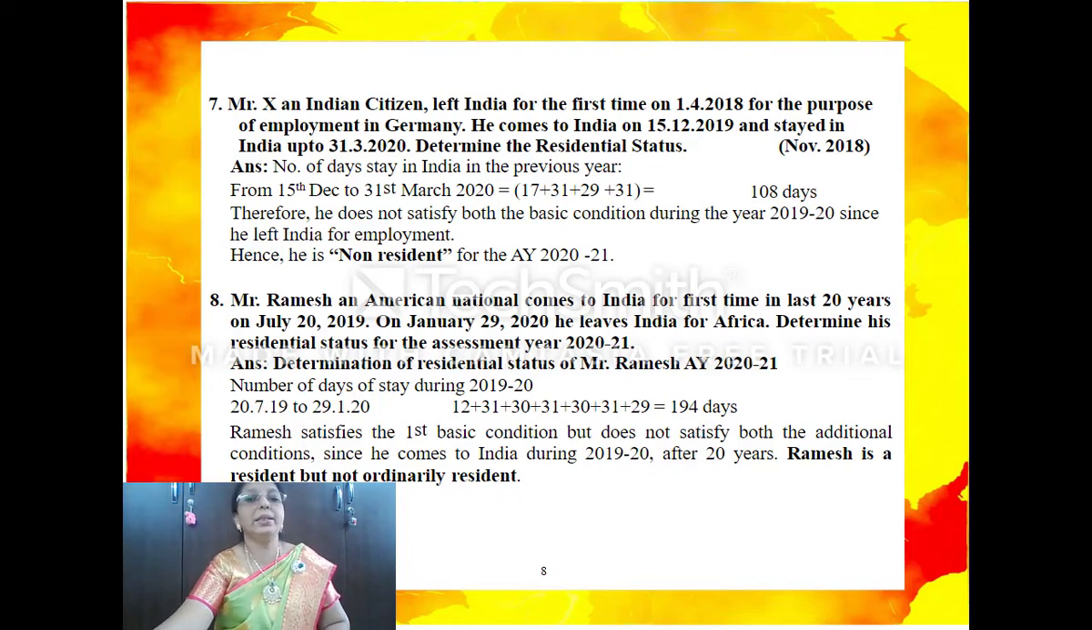Since he satisfies the first basic condition, he is a resident. He is an American national who comes to India for the first time, so he has never been in India for the past 20 years. So for 2 out of 10 years prior to the previous year, he will not be a resident because he has never been in India. And also 730 days in 7 years prior to the previous year, he cannot fulfill. So by not fulfilling the additional conditions, he becomes not ordinarily resident.